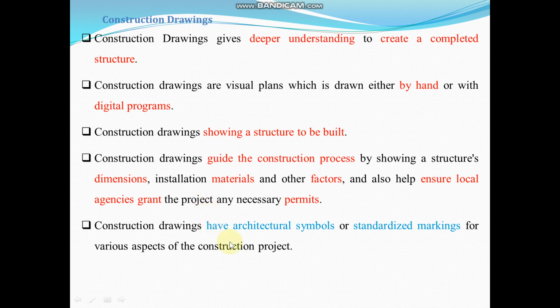Construction drawings have architectural symbols and standardized markings for various aspects of the construction. Yes, in construction drawings there are so many symbols: window symbols, door symbols, elevation symbols, material symbols, and so on. So we have to know those symbols to understand a construction drawing.